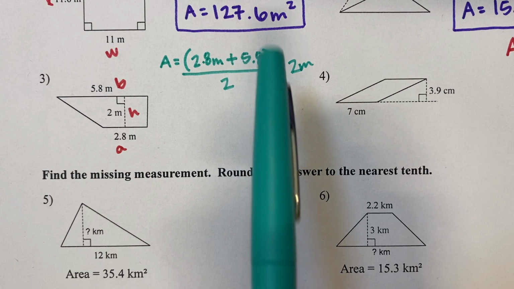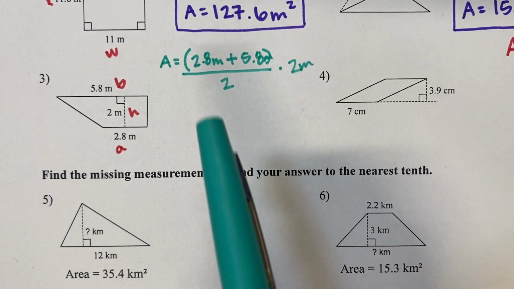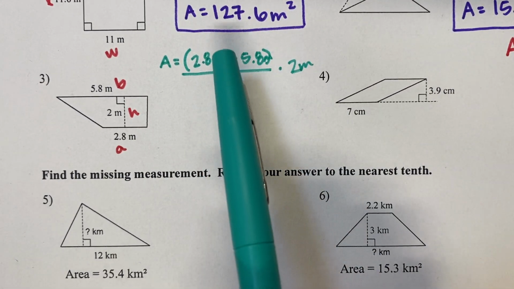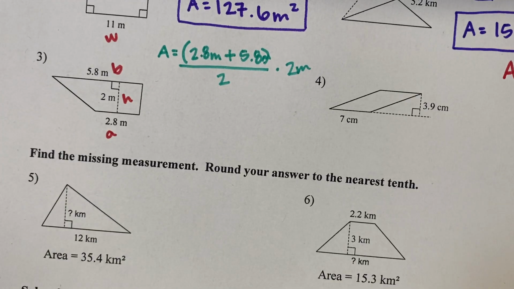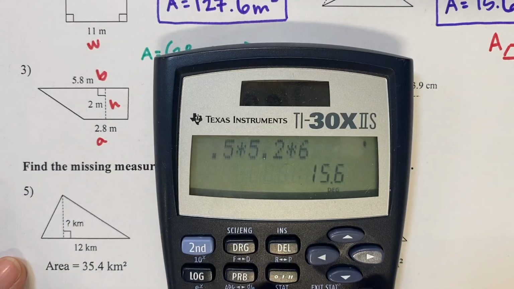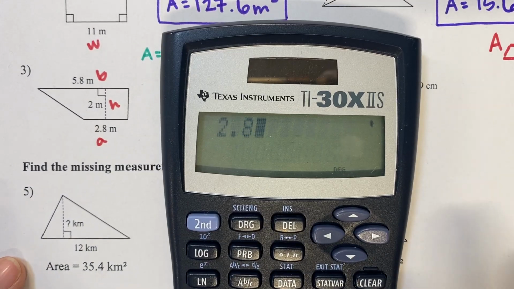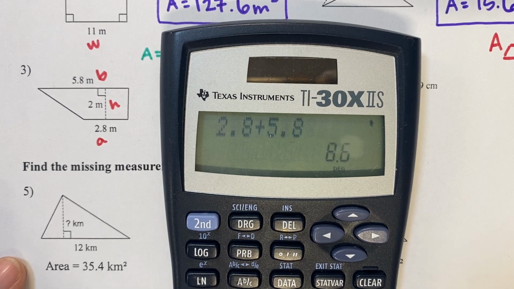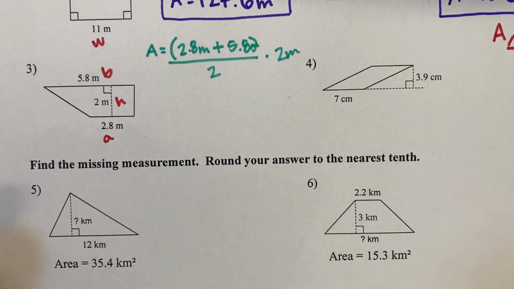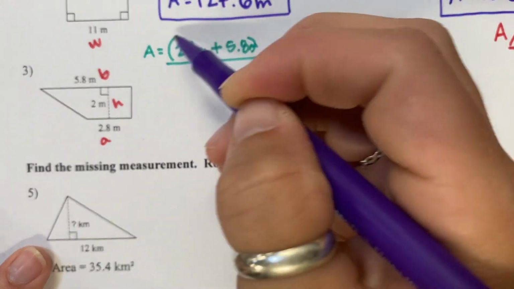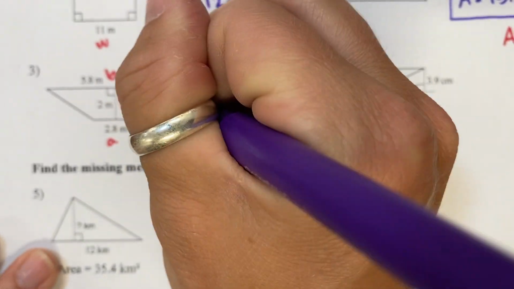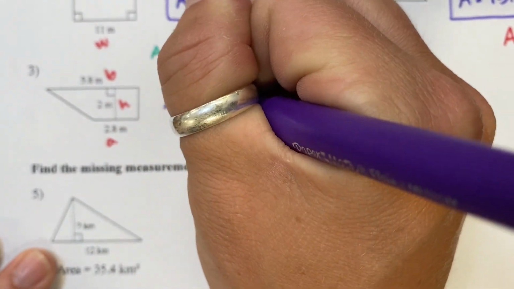Okay, well, remember, we have to follow the order of operations, PEMDAS. Please excuse my dear Aunt Sally. P for parentheses always comes first. So let's go ahead and add 2.8 plus 5.8. And we get 8.6. Okay, so this little piece in the parentheses turned into an 8.6.